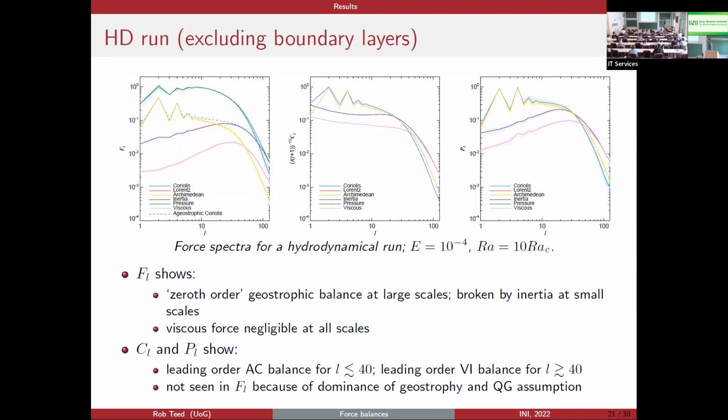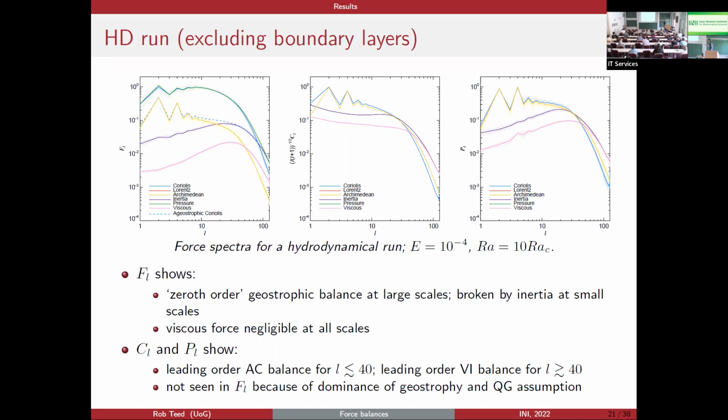Right. Okay, so here we go. I'm going to show you a slide like this for each of the runs. On the left, we've got the traditional forces. In the middle, we've got the curled forces, and on the right, we've got the projected forces. So this is for the hydro run to begin with.